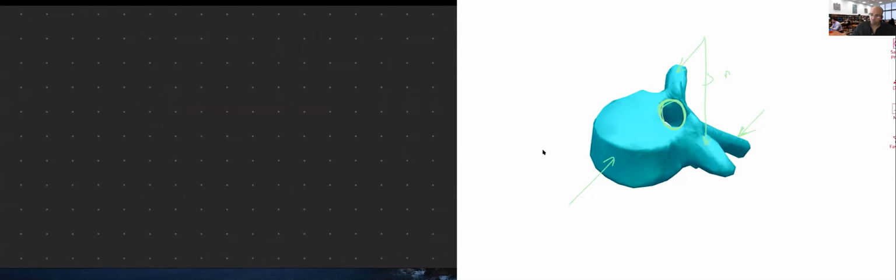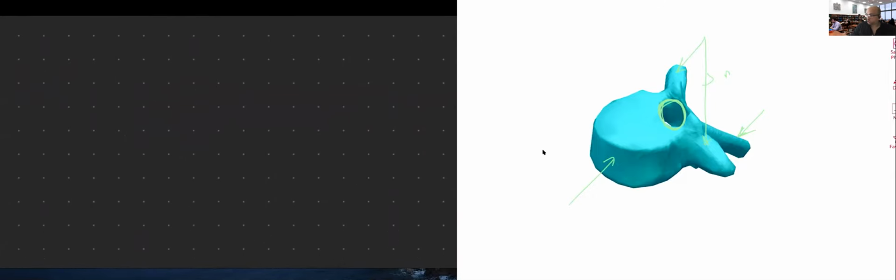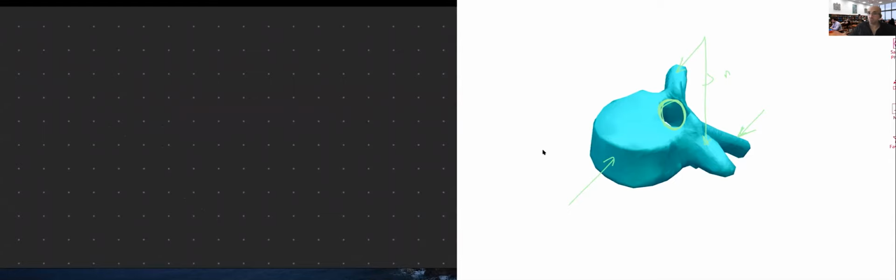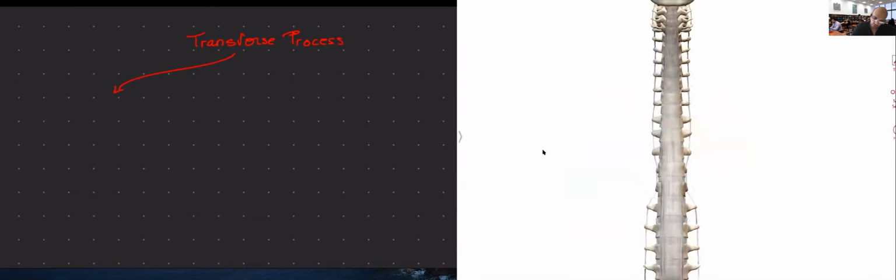All right, so what is the very first thing I want you to check when you look at the vertebra in order to identify what type of vertebra it is? First thing is look at the transverse process. When you look at the transverse process, I want you to notice whether or not it has a foramen. Look on here.